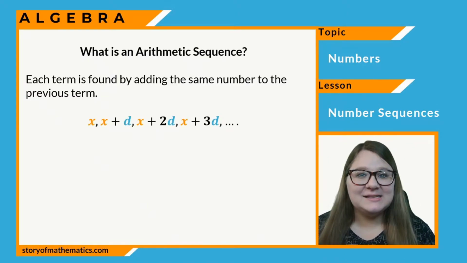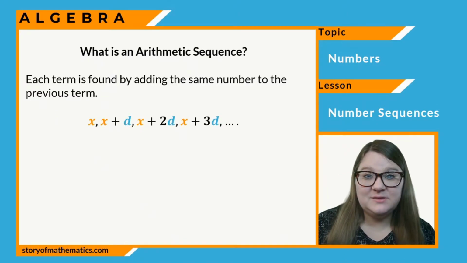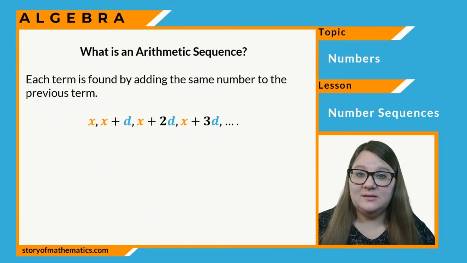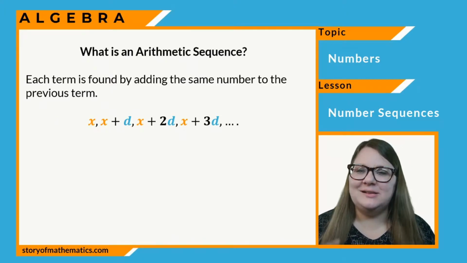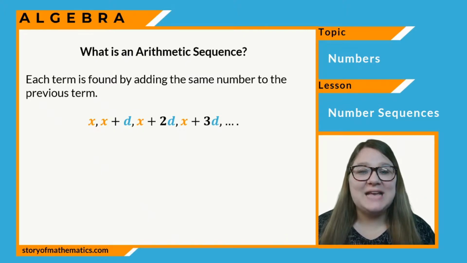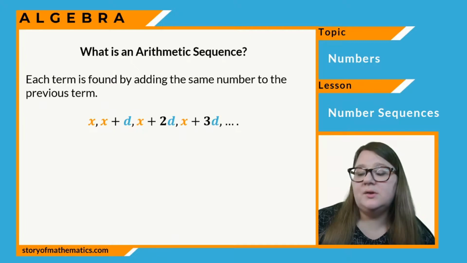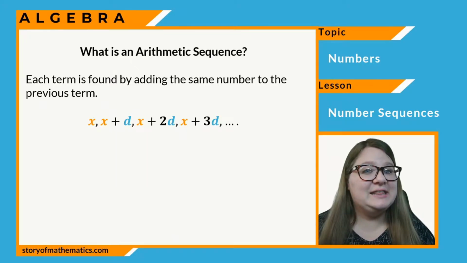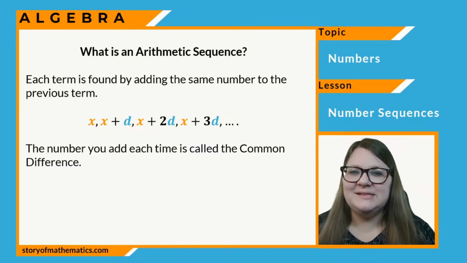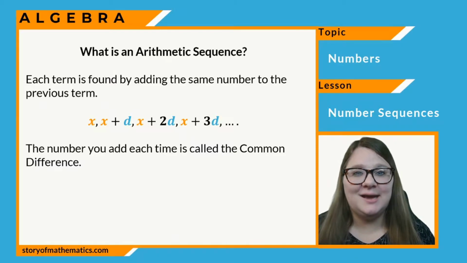So if you start with x, you're going to add d to that to find the next one, and then you're going to add another d and then another d to find each subsequent term. So we can write it as x, x plus d, x plus 2d, x plus 3d, and so on and so forth. Now that d there is called the common difference. It's the amount that you add each time.